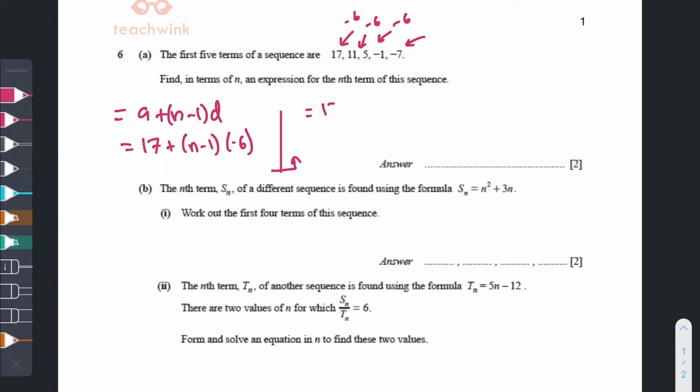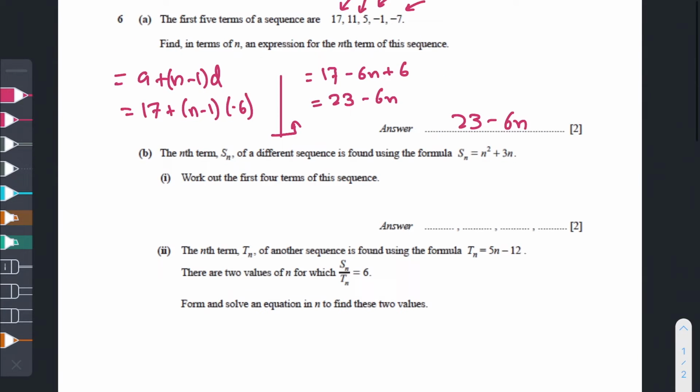So we get 17 minus 6n plus 6. When you summarize this, this becomes 23 minus 6n, and this is our answer to the first question. You write 23 minus 6n.